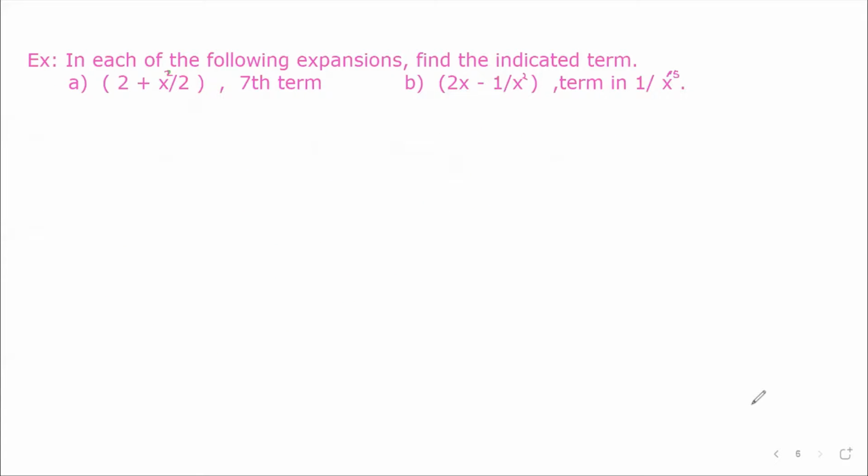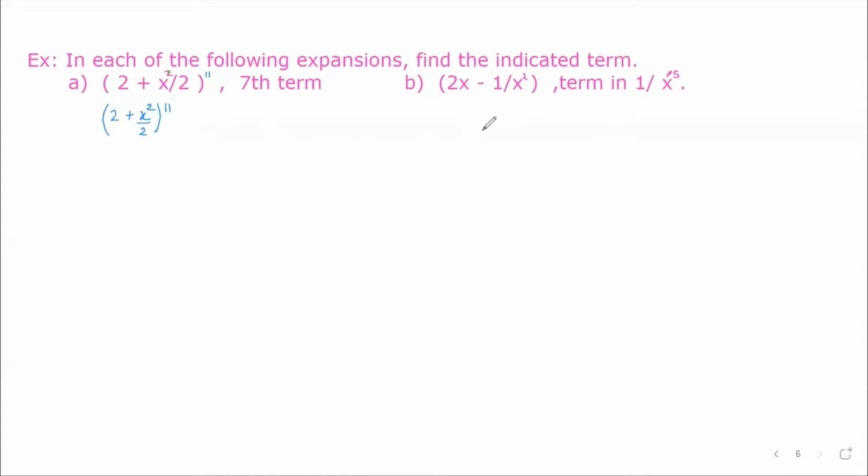Next example, this is a good one. In each of the following expansions, find the indicated term. This one, if I rewrite, because I cannot write in fraction form for the computer, I rewrite it as 2 plus x to the power 2 over 2, and this has power 11. And this is the whole thing to the power 11. They give you these expressions and ask you to find the seventh term.